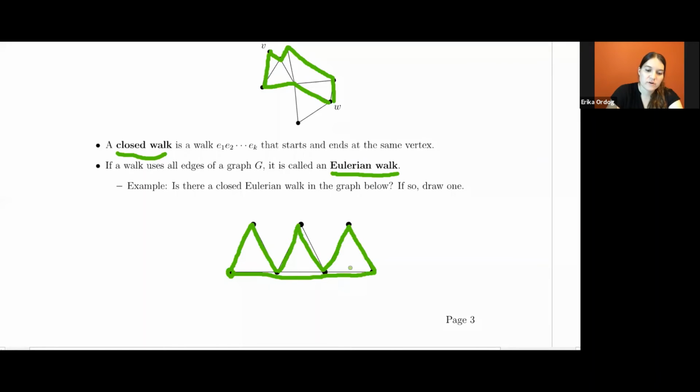Okay, so we've covered all of our edges. We ended up where we started, and we didn't use any edge more than once. That's a closed Eulerian walk.